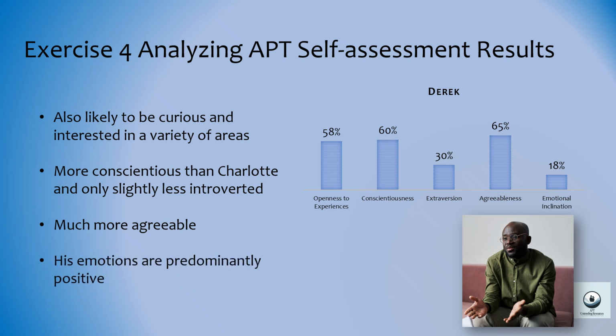Finally, his emotional inclination score is significantly lower than Charlotte's. He is much less likely to experience anxiety or frustration, and he won't be irritable very often, and he won't be as self-conscious in social settings.